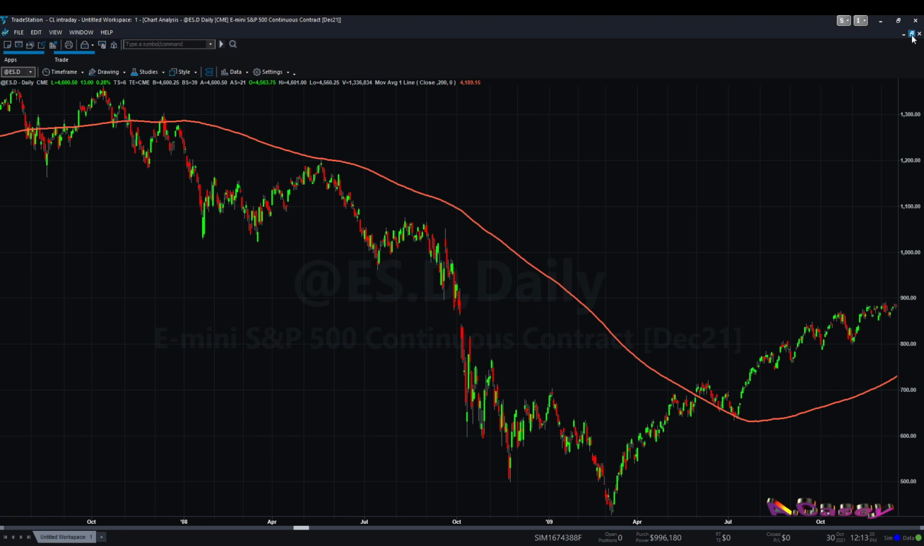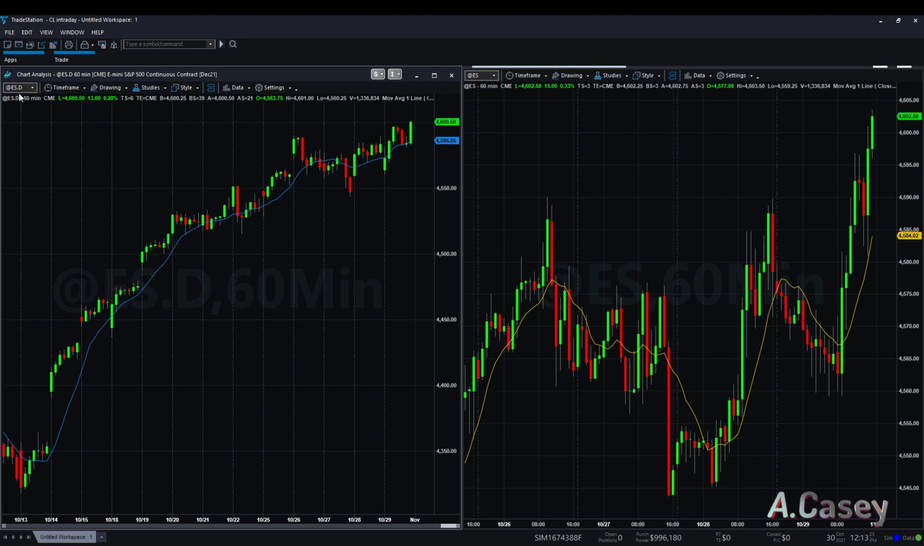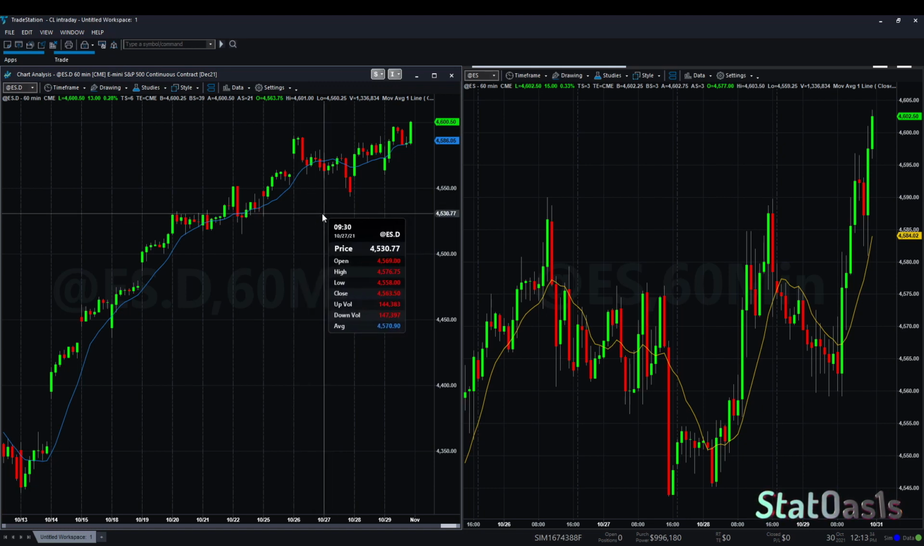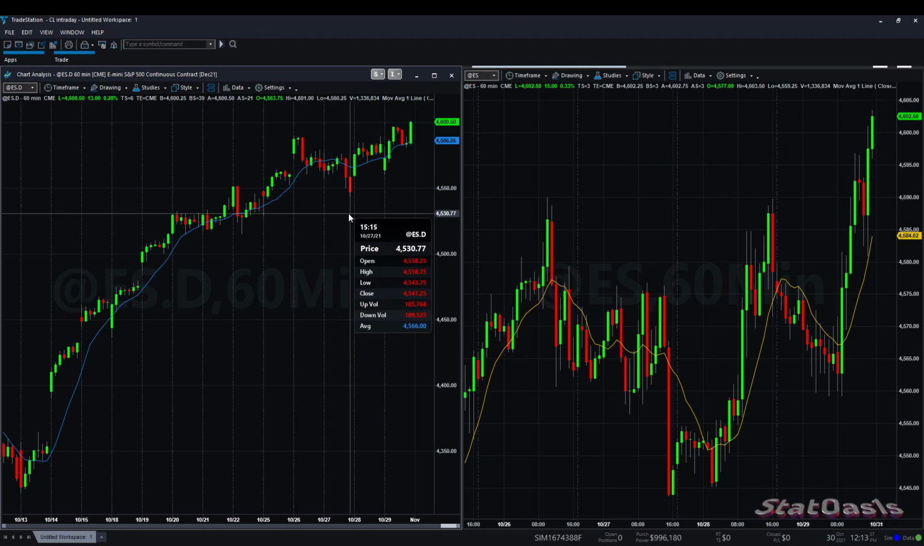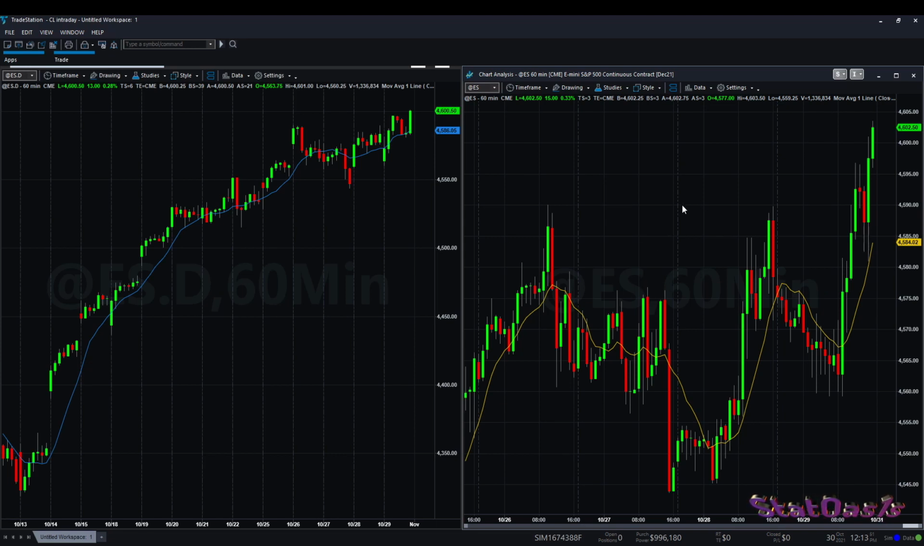And I made an example here. So this is ES.D, meaning only the day session, 9:30 to 15:15. That's the day session, okay? And this is the normal, also 1 hour. So these are 1 hour bars on the left with day session. These are 1 hour bars on the right with 24-hour session.